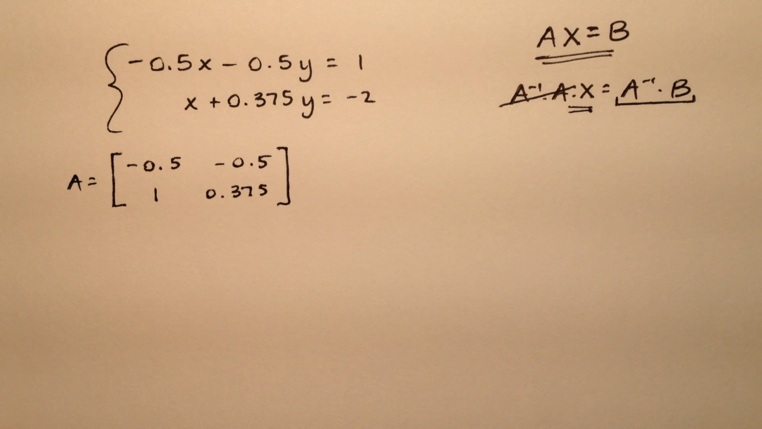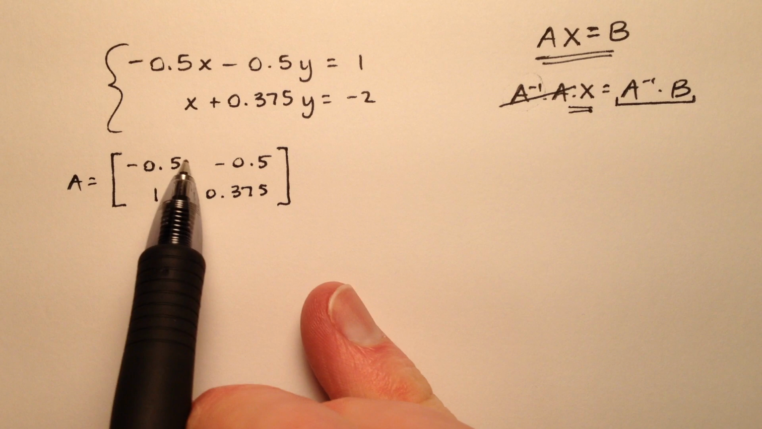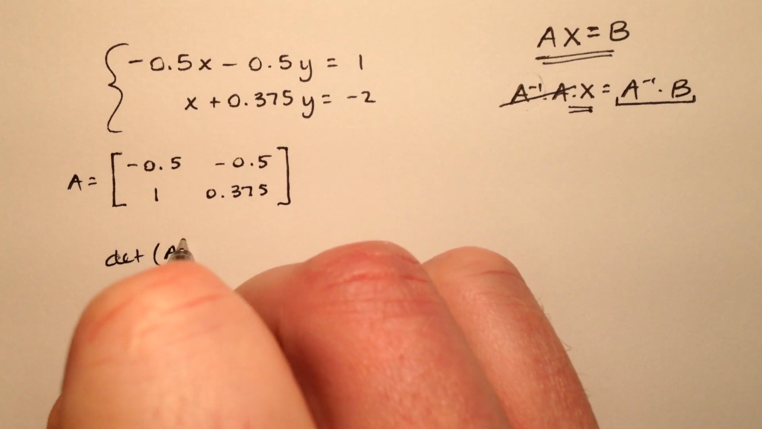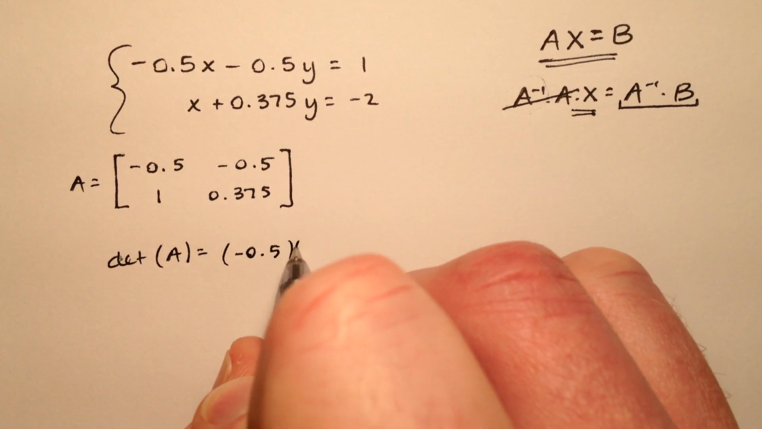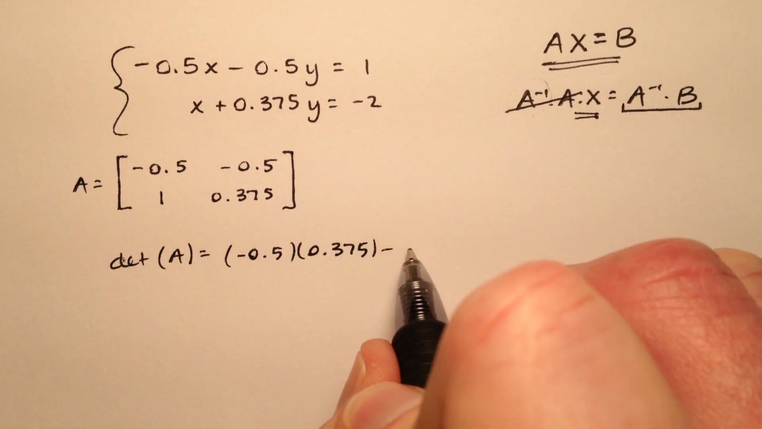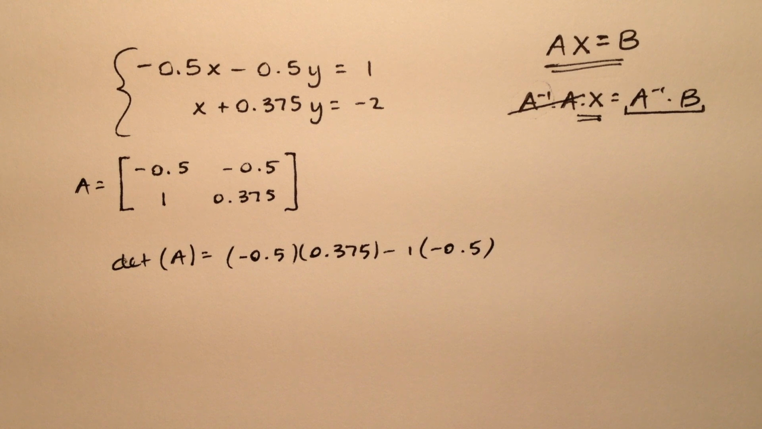So now in order to find the inverse, the first thing I need to do is find the determinant of A. So the determinant of A will be negative 0.5 times 0.375 minus 1 times negative 1/2.